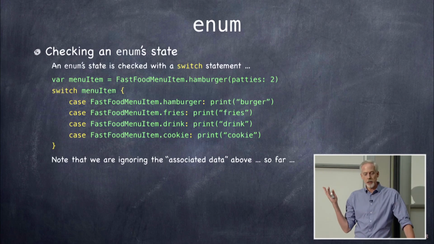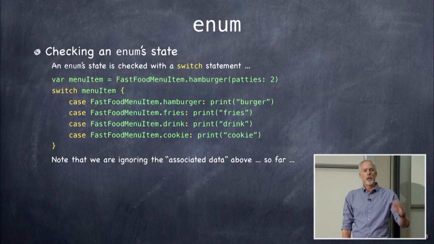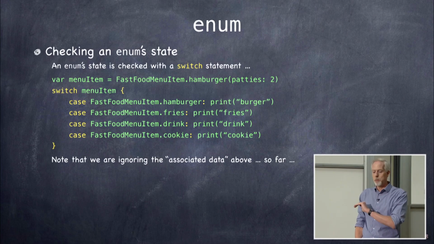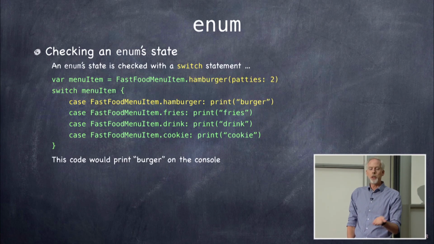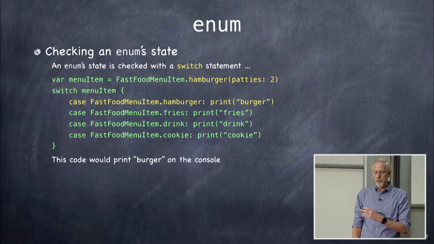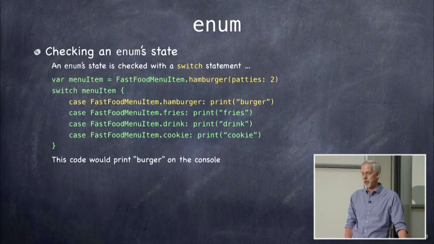This is the basic use of switch right here, where I'm just looking at every possible case that it could be, and if it's that case, I do a little bit of code. So here I'm just printing out what the various cases are. So if it's hamburger, for example, you can see that I'm printing burger. Notice that I'm ignoring the associated data here, which is perfectly fine. You're allowed to completely ignore the associated data when you're checking the state with switch.